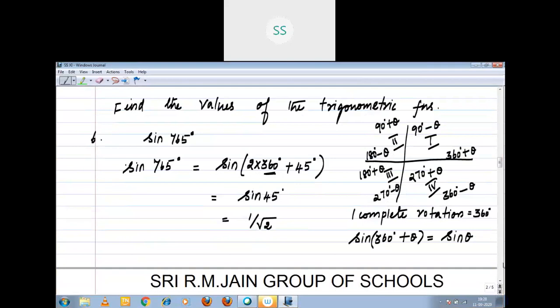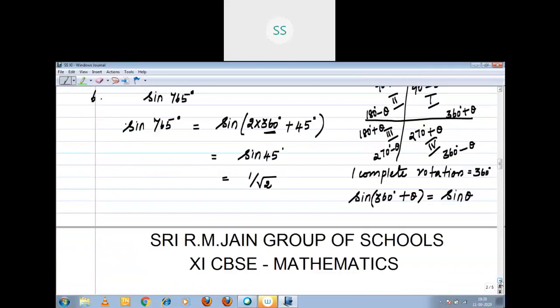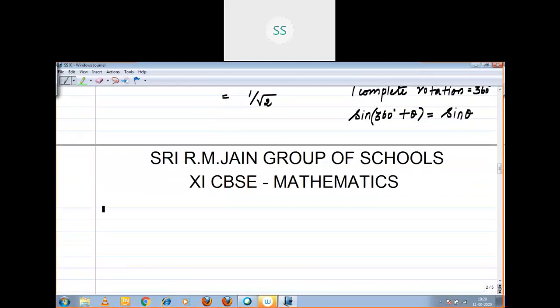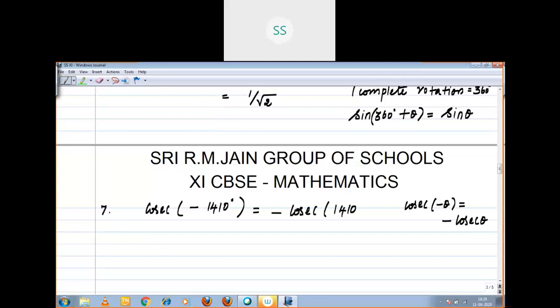Next, question number 7. Question number 7. Cosecant minus 1410 degree. Here, cosecant of minus theta equals minus cosecant theta, because it is an odd function. So what can you write here? Minus cosecant 1410 degree. Right. Here how many complete rotations are over?